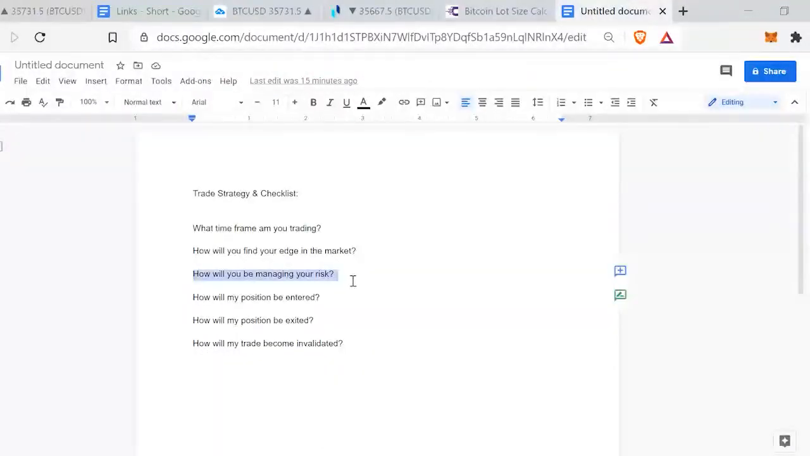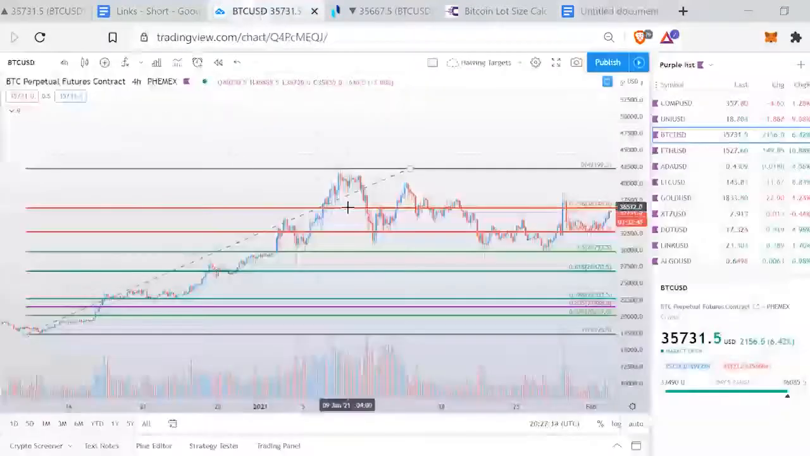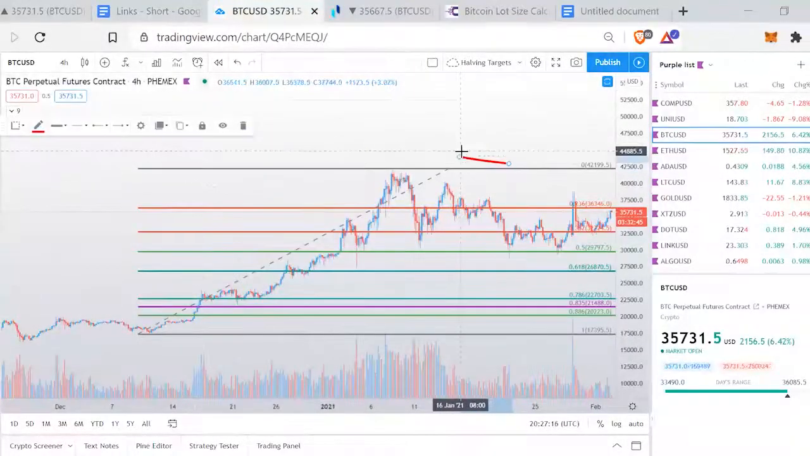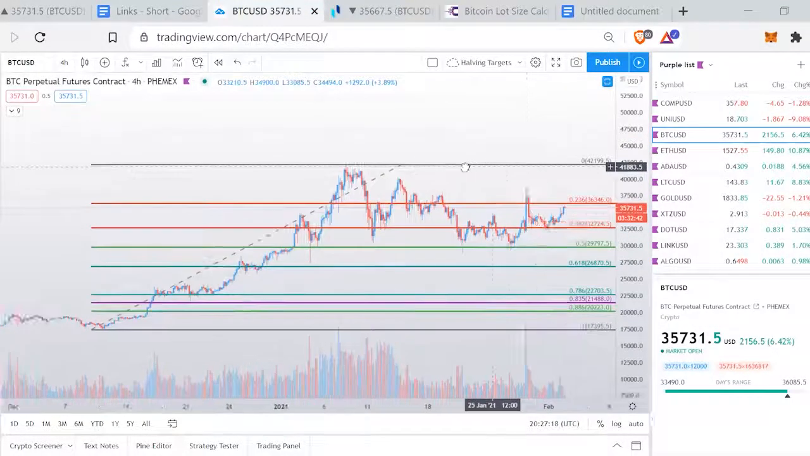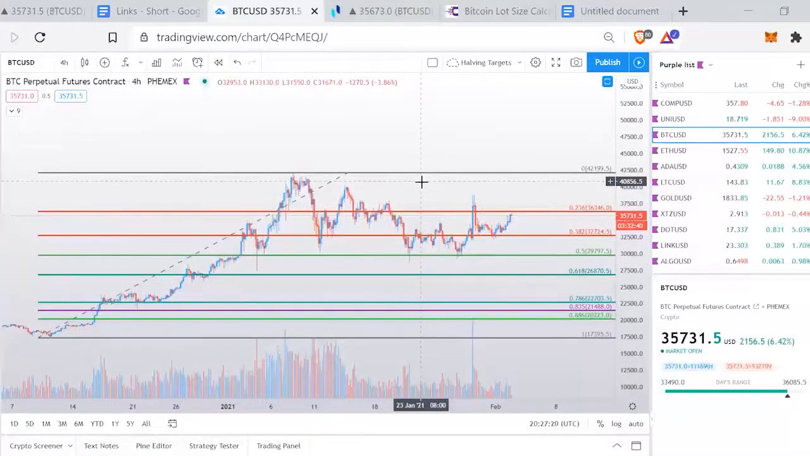Now, how will you be managing your risk? This may be the most important thing of all. A lot of traders will come in, hearing a lot of things like, oh yeah, use only 5% of your account to trade with, manage risk and set your stop losses, and that kind of thing. But they don't really know what that means or how to do it.